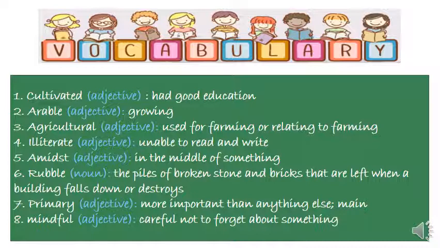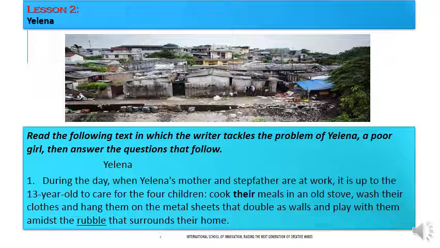Now we will move to our lesson and we'll start reading the lesson and then start solving the exercises. What's next is the lesson. Our lesson, as I said, is about a girl. The title of our lesson is Yelena. Yelena is a girl. Now we are going to discover the story of this girl and what happened to her. Let's start. Read the following text in which the writer tackles the problem of Yelena, a poor girl, then answer the questions that follow. So the first thing that we can infer about Yelena is that she is a poor girl.